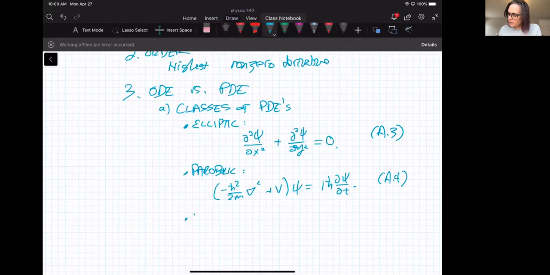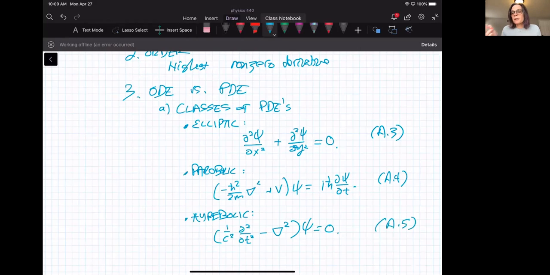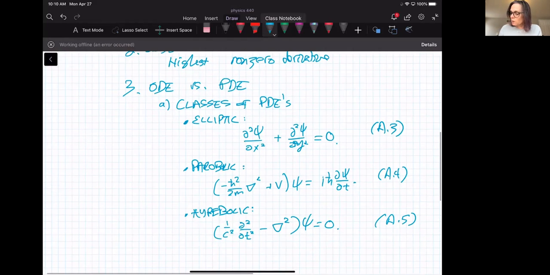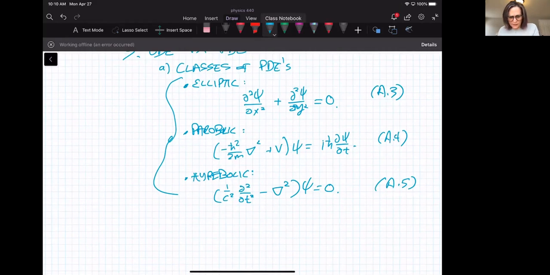And then, as you might guess, you have hyperbolic PDEs. And a good example of that would be the wave equation. So 1 over c squared d squared dt squared minus del squared psi is equal to 0. So in that case, both time and space are second order. All right, so we'll get to methods of solution for all of these. We already know one, namely separation of variables. And we looked at one of those last week.